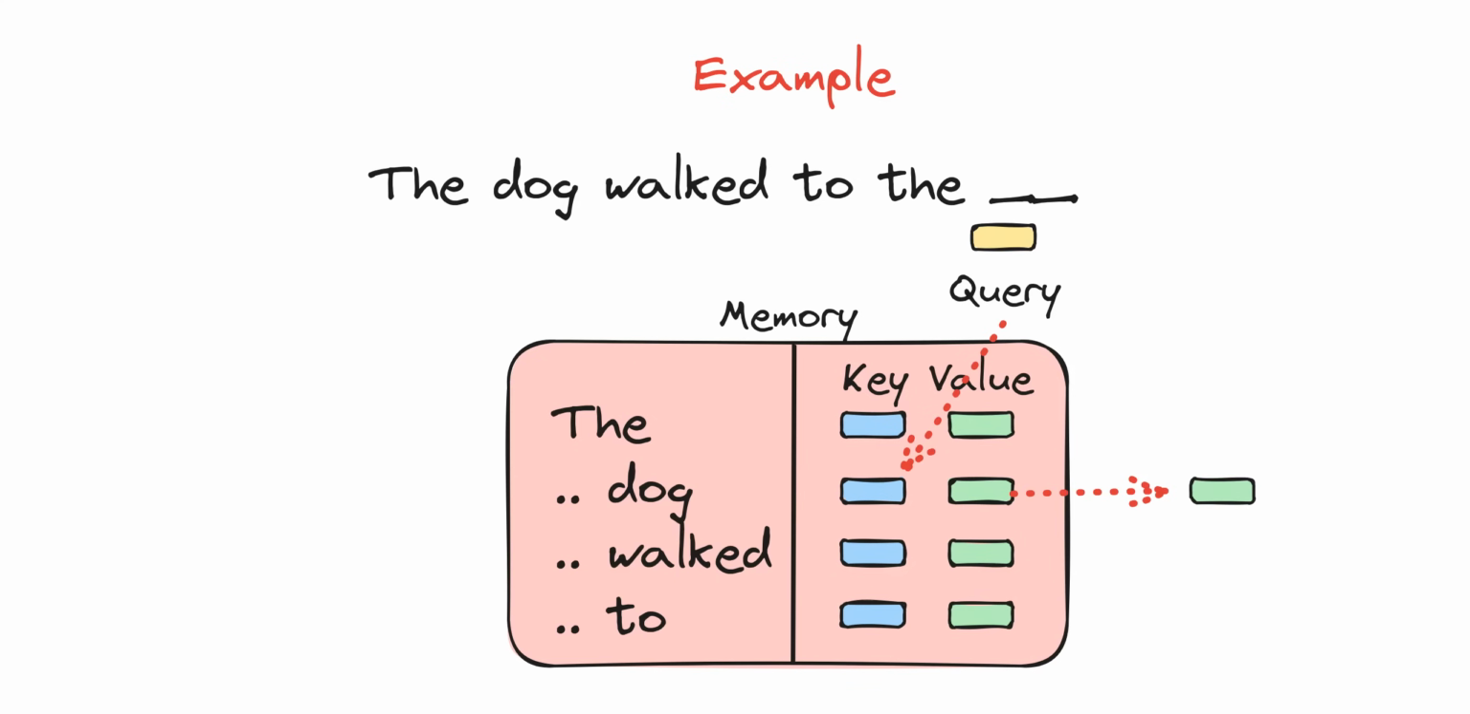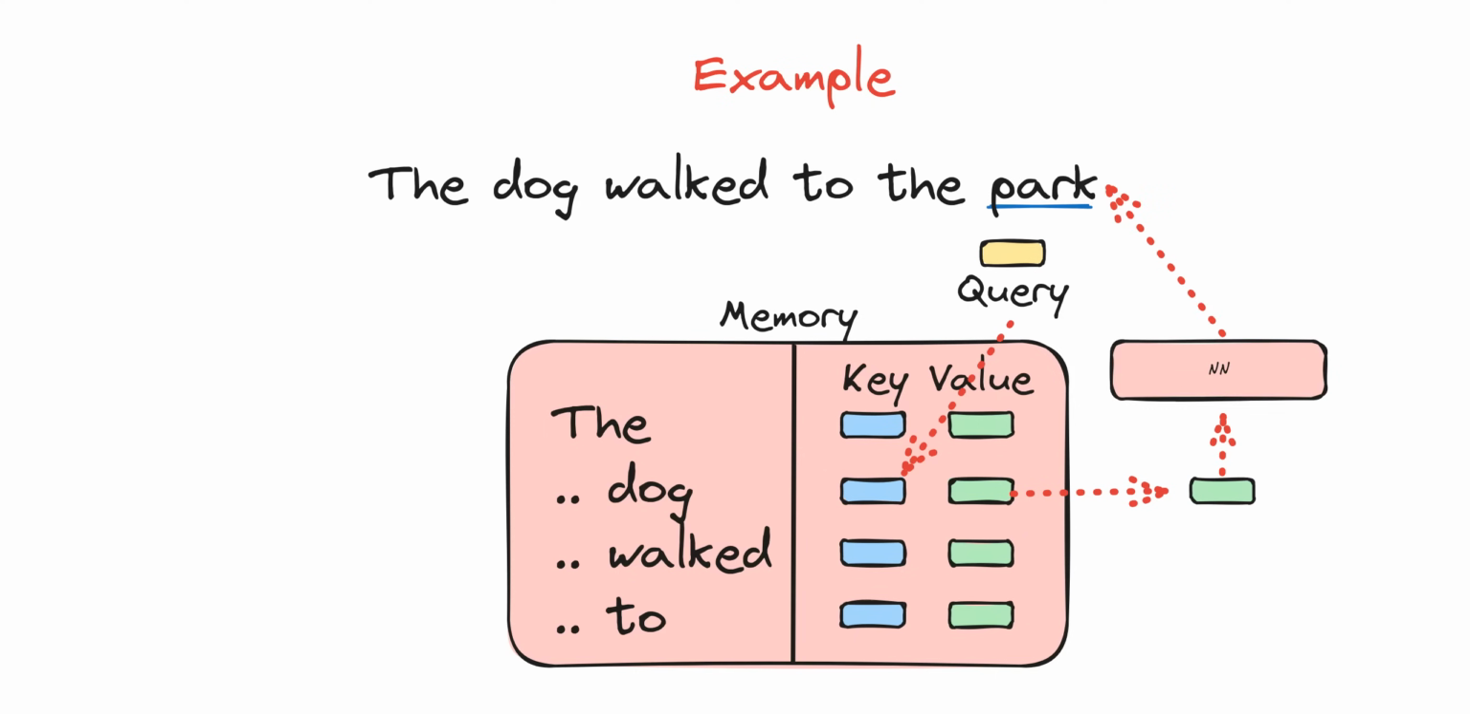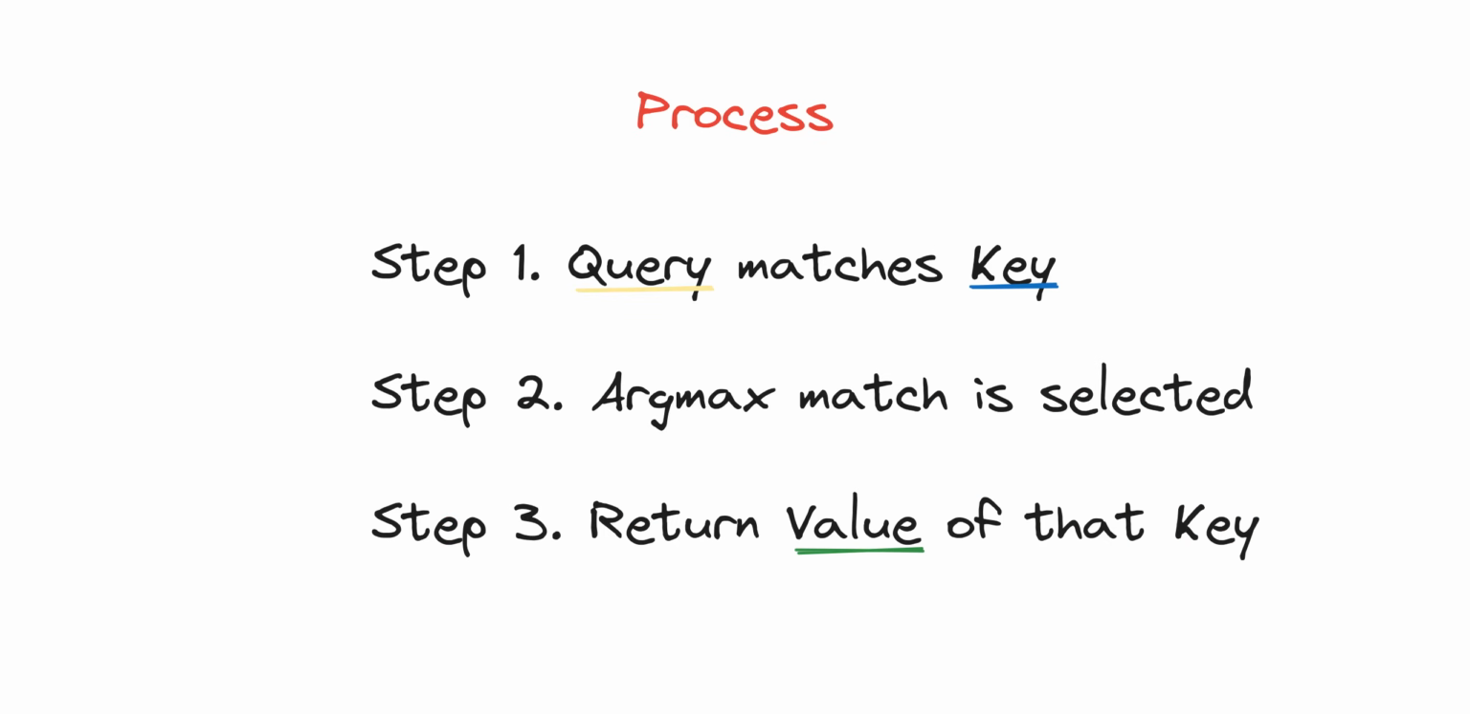Based on the query, we will match the key that we think will be most relevant to our next word prediction. From that key, we'll then extract the corresponding value. That value will then be passed to a neural network, which we can utilize to predict the next word in our sequence. 3 core steps. The query matches the key, the best match is selected, and then we return the value of that key.